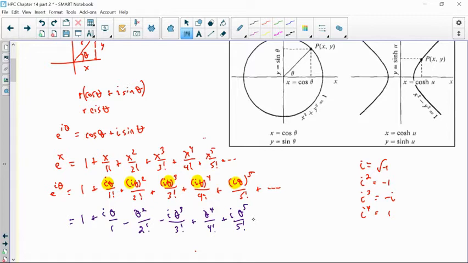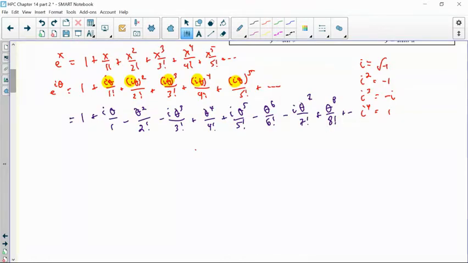And then this would become minus theta to the sixth power over 6 factorial. This would be minus i theta to the 7th power over 7 factorial. And finally, we're back to 1 as a positive theta to the 8th power over 8 factorial. And it keeps going. But what if we start grouping these in terms of the reals versus the imaginaries?